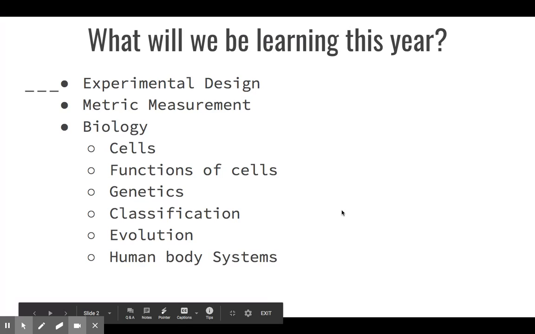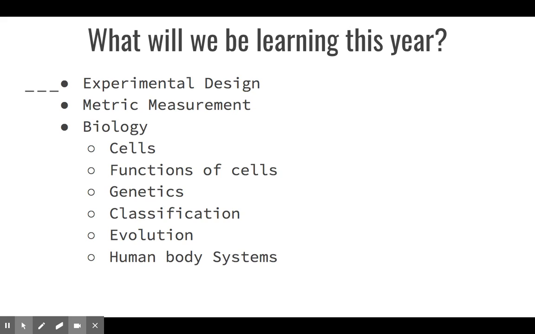So in seventh grade this year, they're going to have a full biology course. Besides the full biology, we first start with experimental design and review metric measurement, both of which were covered last year as a review. And then we go into a full biology course in which they're going to learn about cells, how they function. We cover a full genetics course on Punnett squares and how traits get passed on from one generation to the other.